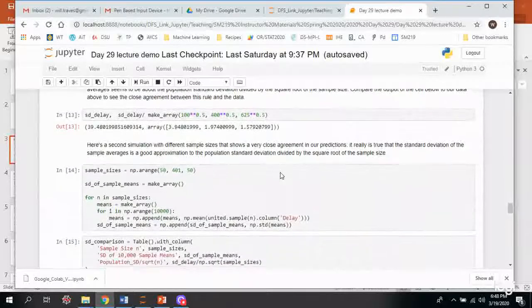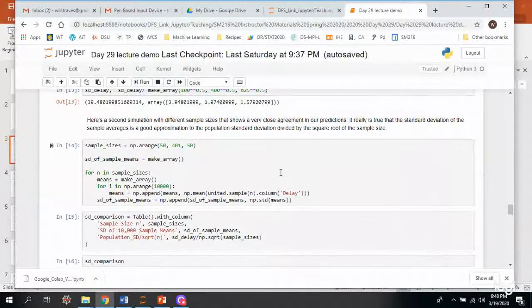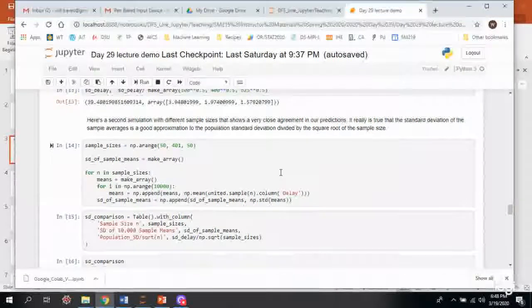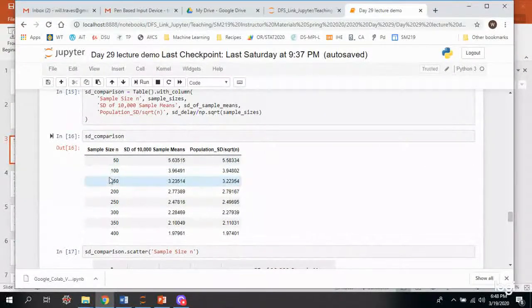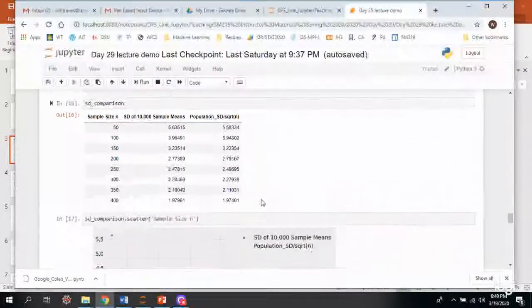Here's a second simulation with different sample sizes that shows very close agreement in our predictions. It really is true that the standard deviation of the sample averages is approximately the population standard deviation divided by the square root of the sample size. Here's a table of the sample sizes, the standard deviation of 10,000 sample means for those sample sizes, and the population standard deviation divided by the square root of the sample size. And these numbers should agree to a fairly high accuracy.